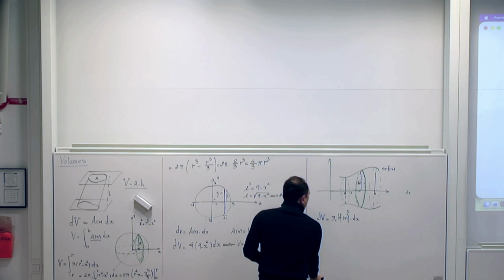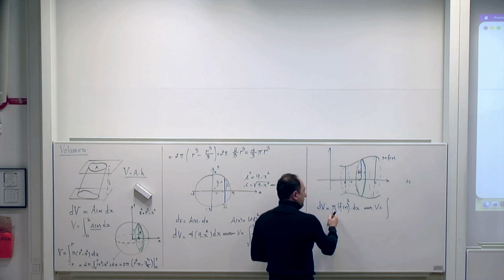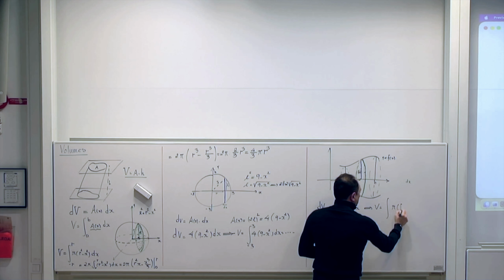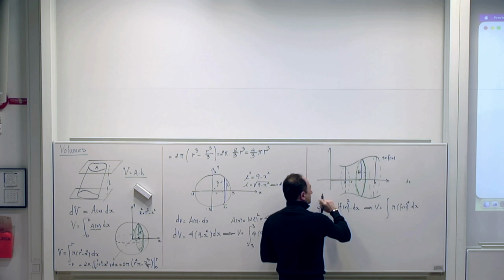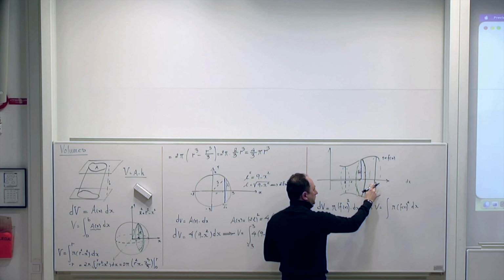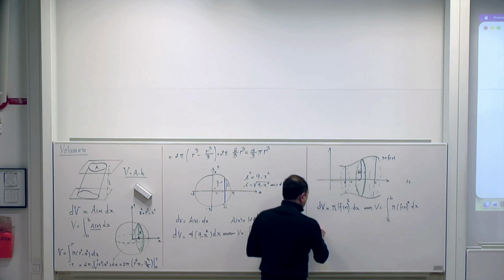And then of course, if I want to find the volume, the volume is the integral of this expression from the lowest value, in this case the lowest value of x is a, the highest value of x in this solid is b. And usually people bring this pi out, so that's another formula that you want to use to find your volume.